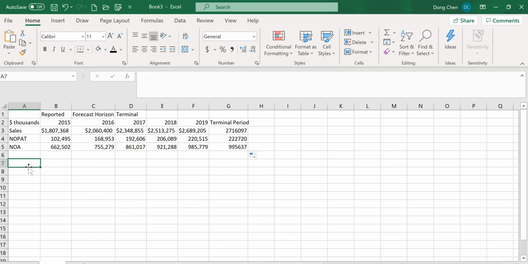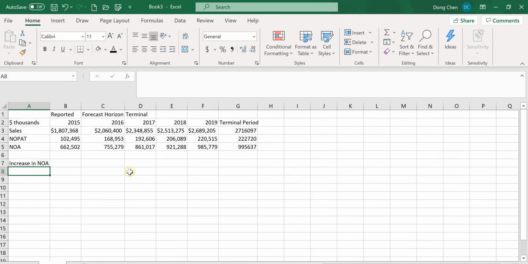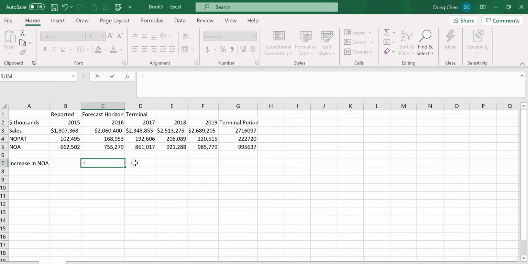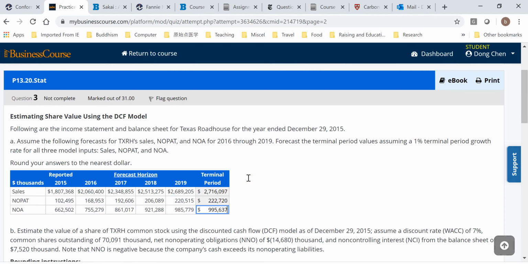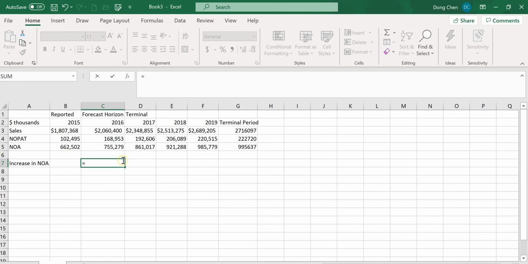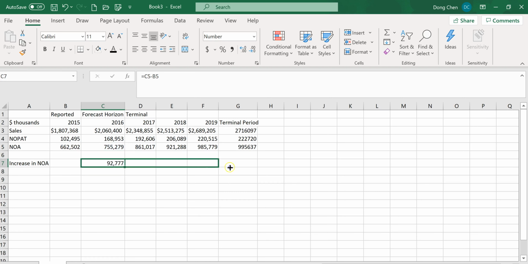So in order to calculate the free cash flow to the firm, we first need to calculate the increase in NOA, right? We start from 2016 because that's the first year the difference can be calculated. So it's going to be the 2016 number minus the 2015 number, and then we can drag the cell to the other years.